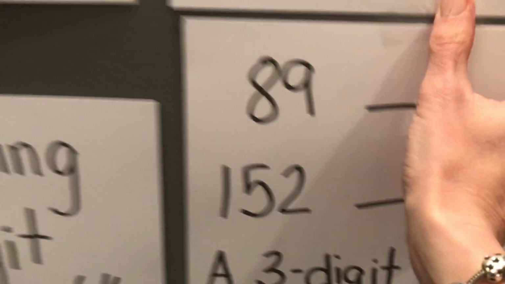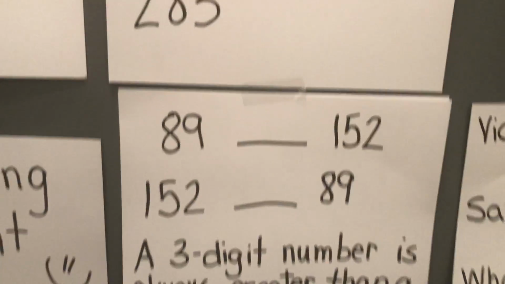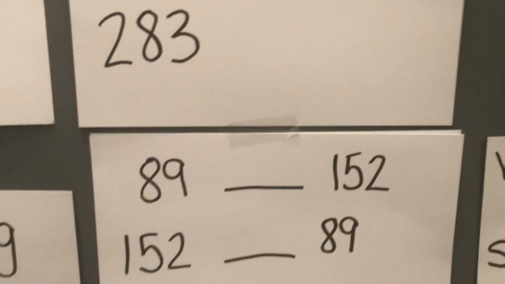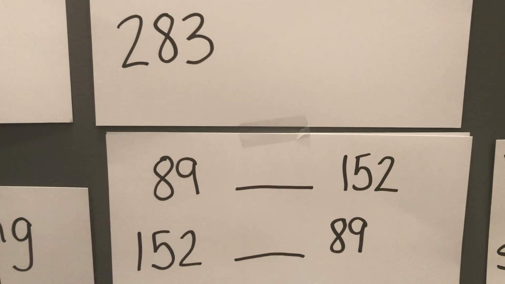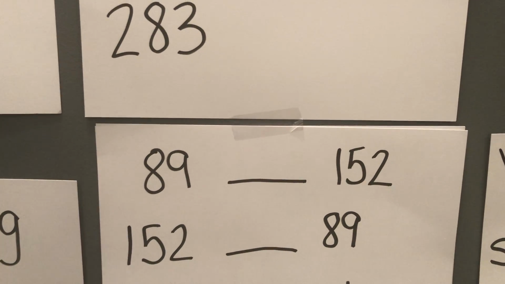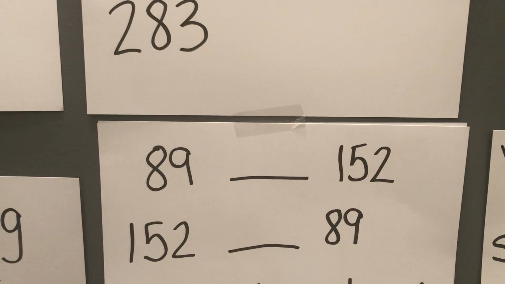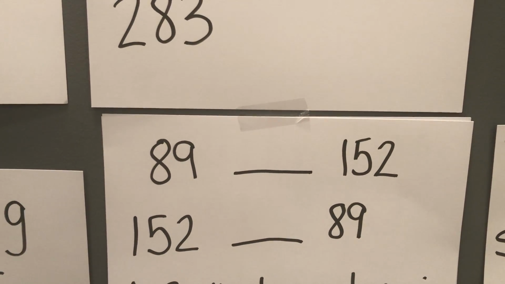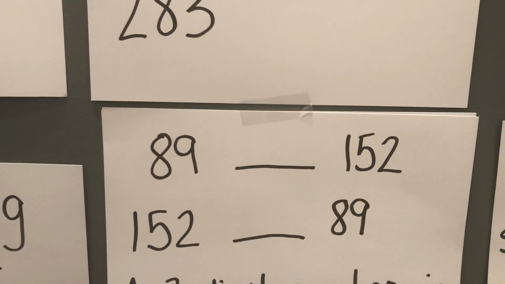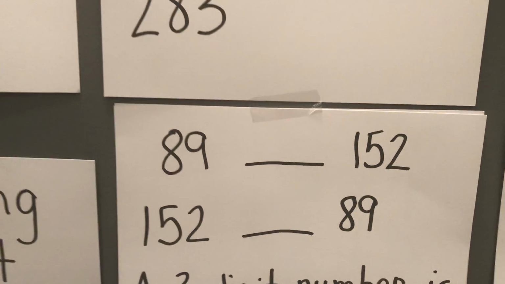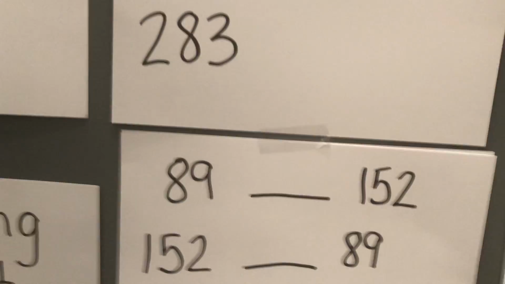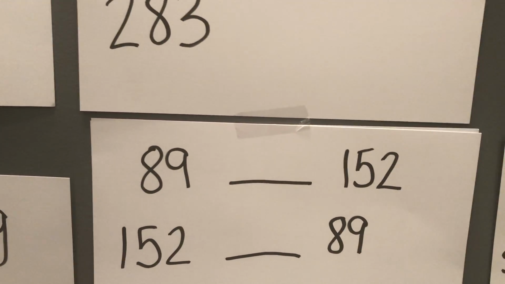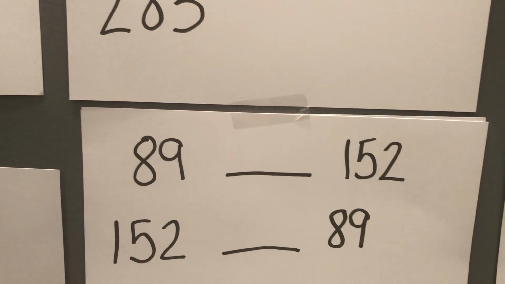Okay, so now we are going to compare numbers. Now we have 89 is greater than or less than 152. And then 152 is greater than or less than 89. The key to getting this right, boys and girls, is you always have to make sure the sentence makes sense. So first you decide, is 89 less than or greater than 152? Okay, well, let's look.